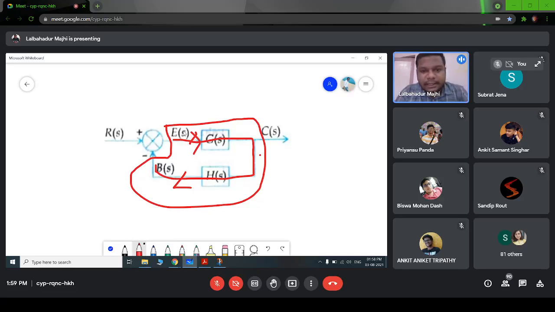So in this case, we can see the direction of arrow is in this direction. That means the signal will flow from input to output. So we can say the input is now E of S and the output is B of S. If we are considering only this part and there is no feedback path, so it is an open loop system. So the output is B of S and input is E of S. So we can write B of S divided by E of S is equal to G of S into H of S. So this is known as the open loop transfer function because we are not using a feedback path.